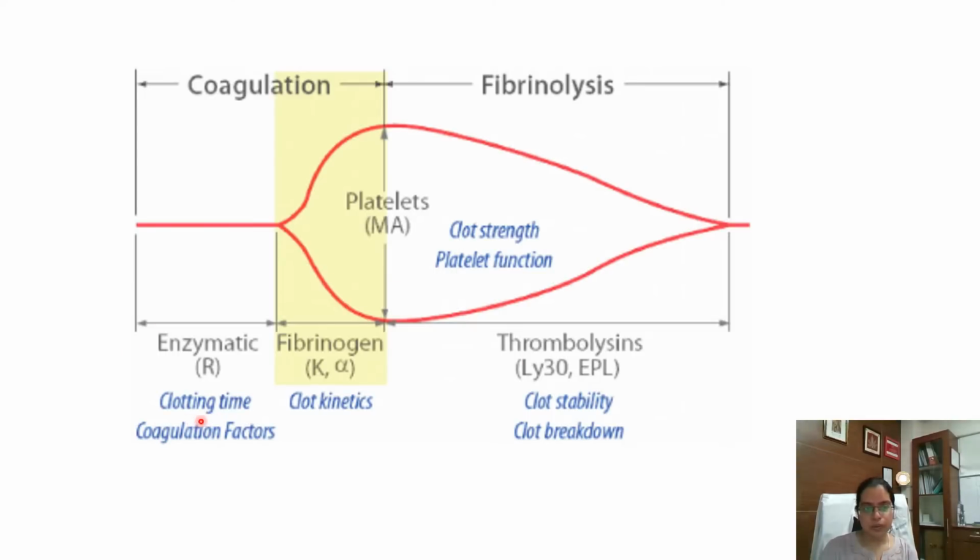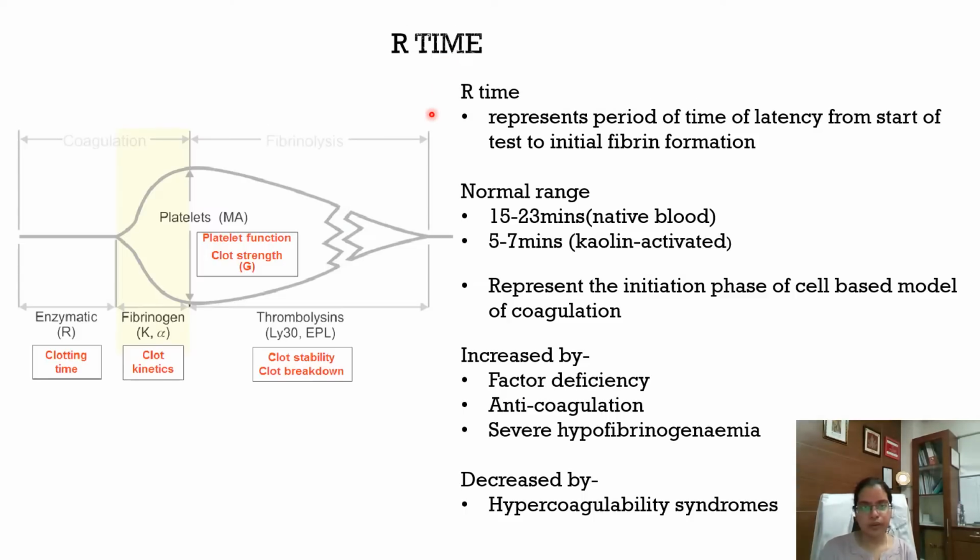So R time denotes the clotting time. Clot kinetics is measured by the K time and alpha angle. This is the MA, maximum amplitude, that is the ultimate strength of the clot, and this is fibrinolysis, that is lysis 30. That is how stable the clot is, how long it is lasting. Now, one by one, we will discuss each of these variables.